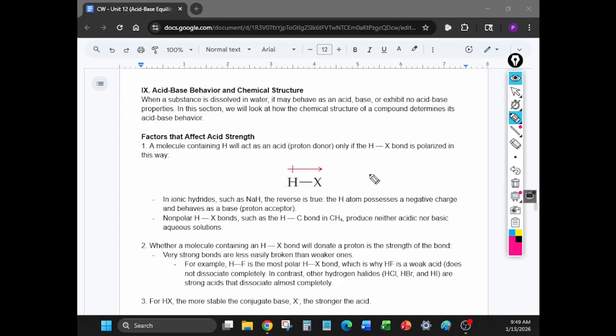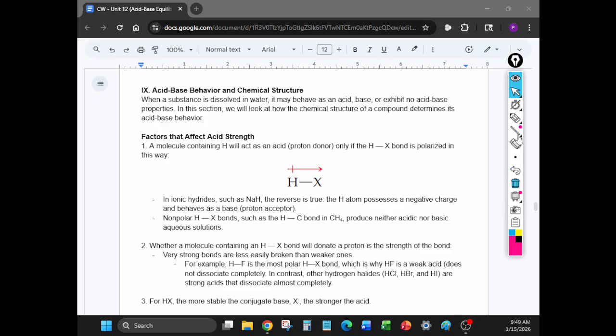So for example, if we have something like HCl, Cl is more electronegative than hydrogen. That means it's going to pull the electrons towards itself, and because it does that, it makes the hydrogen a lot easier to ionize. So that's one of the factors that will affect the polarizability of the hydrogen in an acid. However, the opposite is true as well.